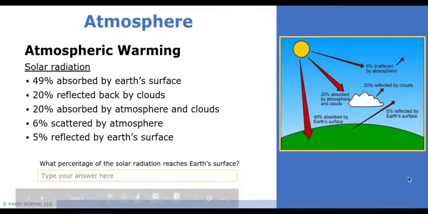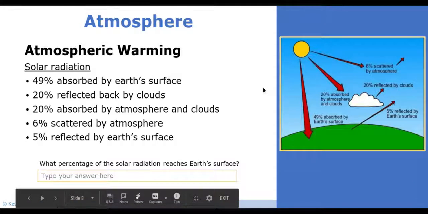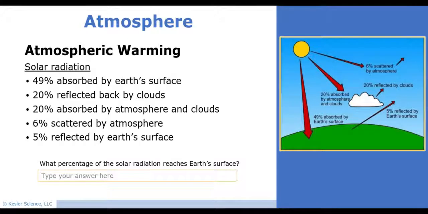So the last thing I want to talk to you about is atmospheric warming through solar radiation. So solar radiation is another instance where you can have too much of a good thing. We often hear about solar radiation as being the bad guy that is causing global warming, and it has a lot to do with that, but we do need a certain amount of it, and in certain amounts, solar radiation is healthy. So 49% of solar radiation is absorbed by Earth's surface.